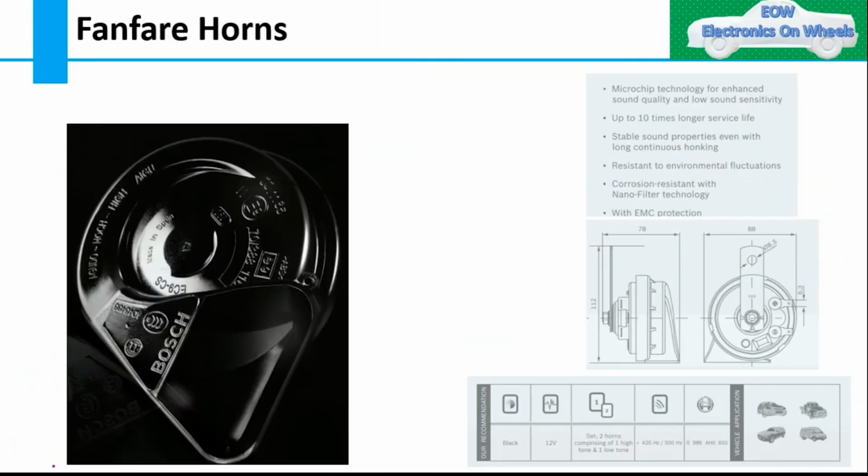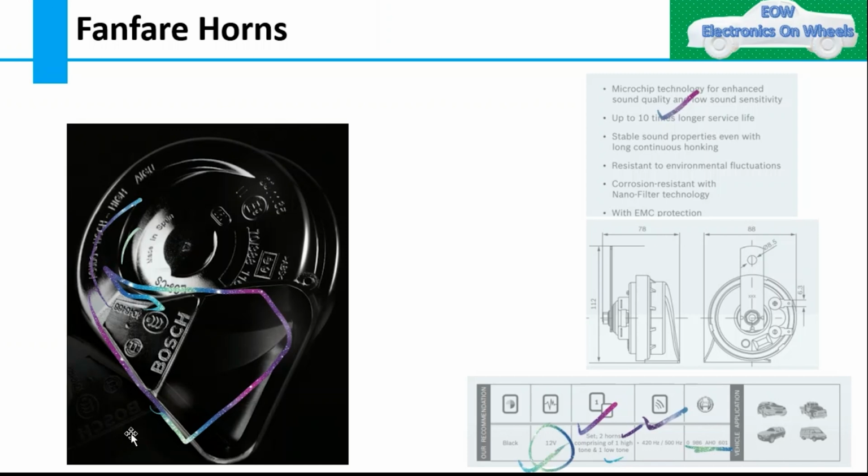Then we move to the fanfare horns. So you can see this is the part of, like we were discussing, the trumpet part. This also has some advantage over the disc horn. Up to 10 times longer service, and you can see the frequency range is also 420 to 500, and this is the part number. Then you will be having two sets of horn, one for the high and one for the low, and the operating voltage is 12 volt. So this is about the fanfare horns.